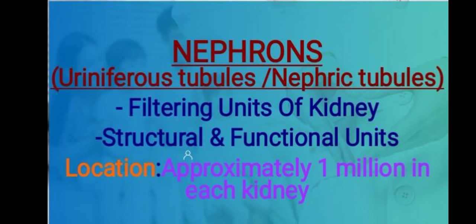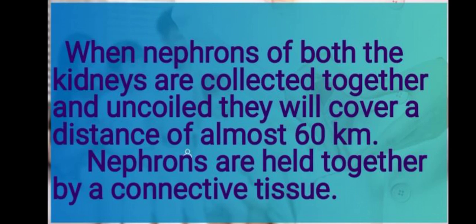Approximately 1 million nephrons are present in each kidney. When the nephrons of both the kidneys are collected together and uncoiled, they will cover a distance of almost 60 km. Nephrons are held together by a connective tissue.